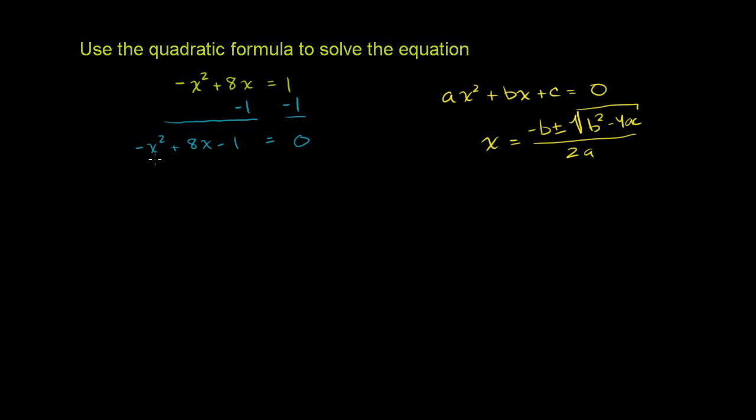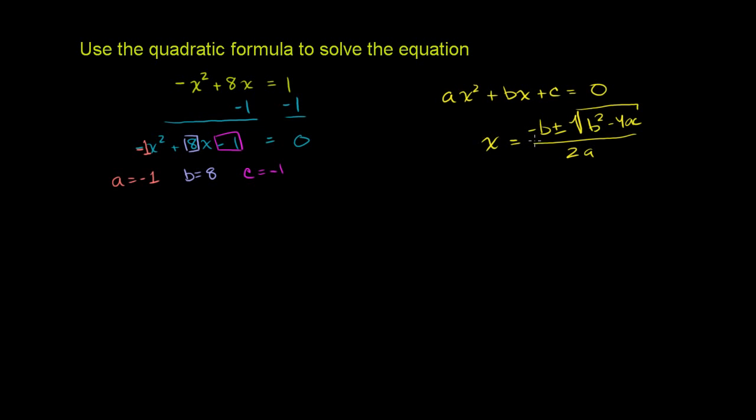Now we have it in that form. We have ax squared. A is negative 1. So let me write this down. A is equal to negative 1. It's implicit there. You could put a 1 here if you like, a negative 1. Negative x squared is the same thing as negative 1x squared. B is equal to 8. That's the 8 right there. And c is equal to negative 1. That's the negative 1 right there.